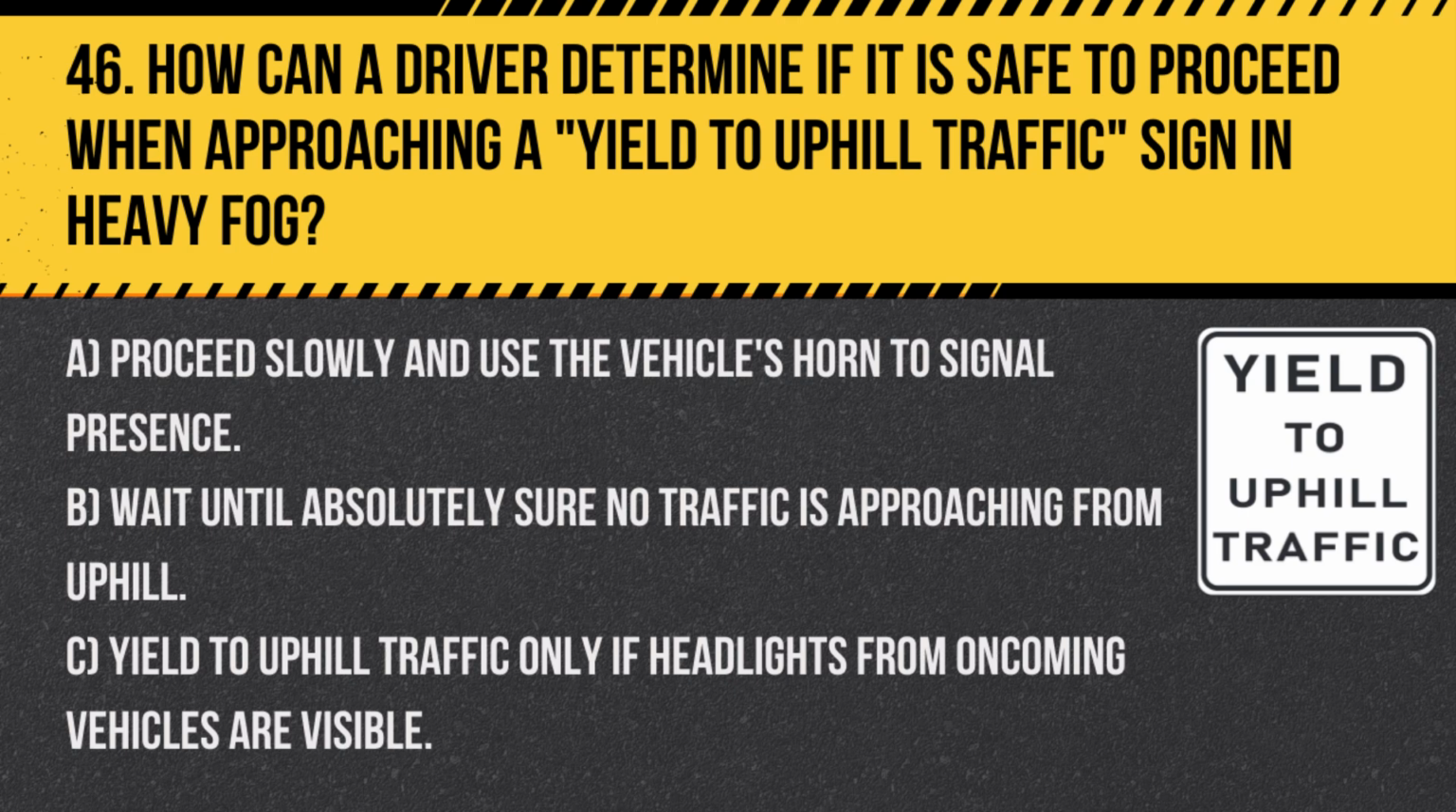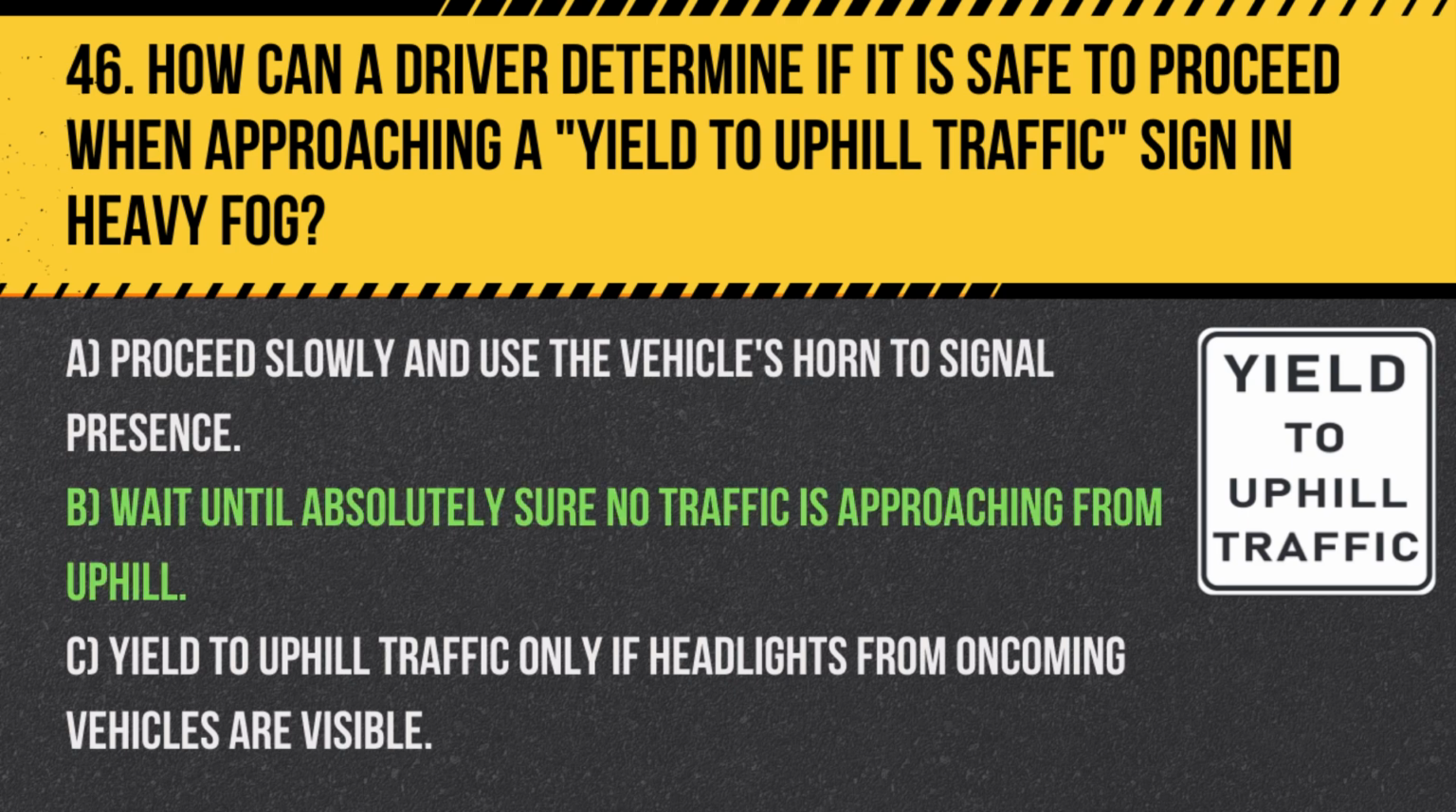Question 46. How can a driver determine if it is safe to proceed when approaching a yield to uphill traffic sign in heavy fog? A. Proceed slowly and use the vehicle's horn to signal presence. B. Wait until absolutely sure no traffic is approaching from uphill. C. Yield to uphill traffic only if headlights from oncoming vehicles are visible.